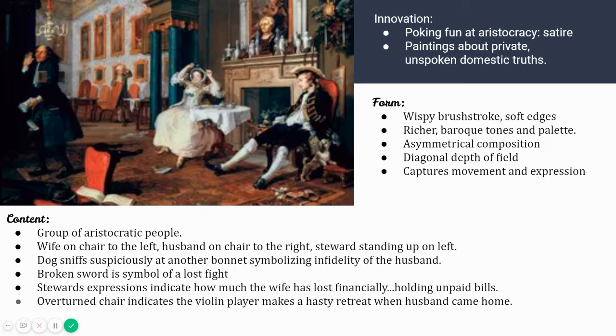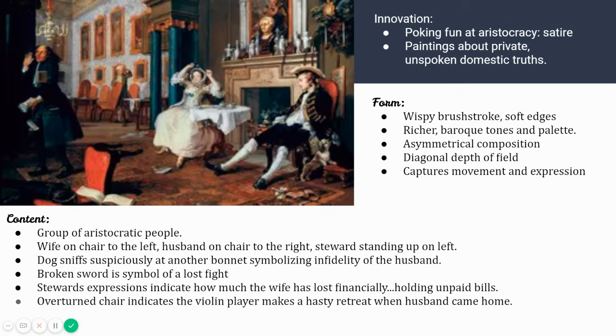The steward's expression up on the left is what gives us the indication of how much the wife has gambled away their fortune and lost financially. He is holding up a bunch of unpaid bills, and basically is the one who oversees the spending of money, and the fact that he is in a panic and in complete disarray is an indication that the wife is out of control.